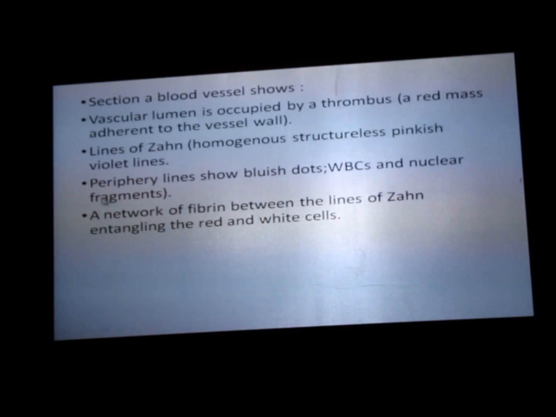Lines of Zahn, they are pinkish violet lines. Periphery lines show bluish dots because of presence of WBC and nuclear fragments. Okay, so these lines of Zahn are formed inside the thrombus because of RBCs, platelets. Periphery you will see blue dots because of WBCs as well as some nuclear fragments. A network of fibrin is present between the lines of Zahn which entangles red and white cells. Okay, so normally also fibrin is present in any clot wherever a clot is formed. So in thrombus also fibrin network is present, fibrin meshwork which holds these WBCs and red blood cells.